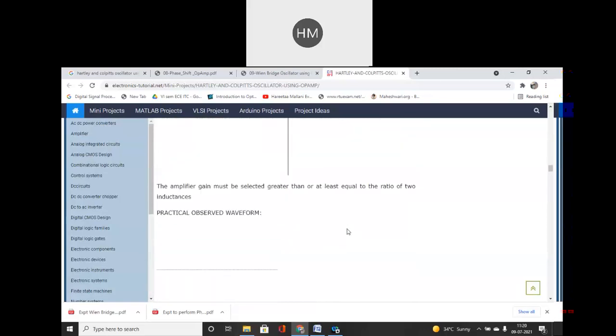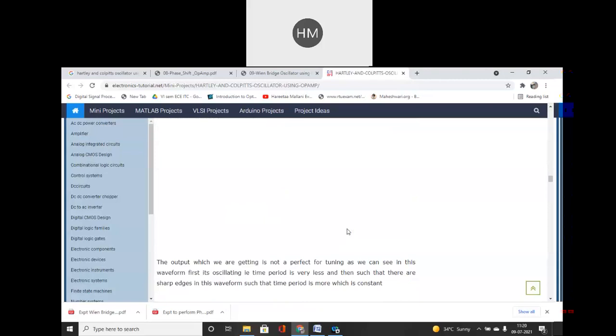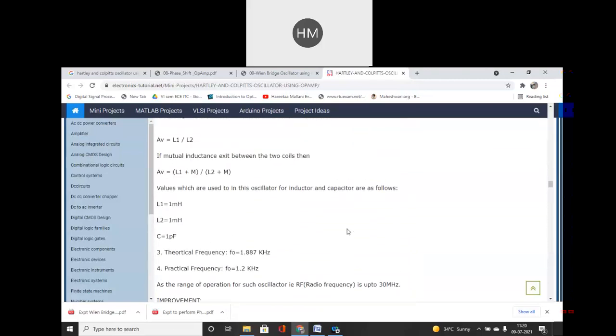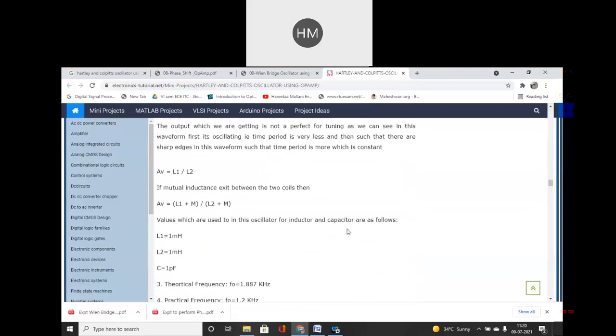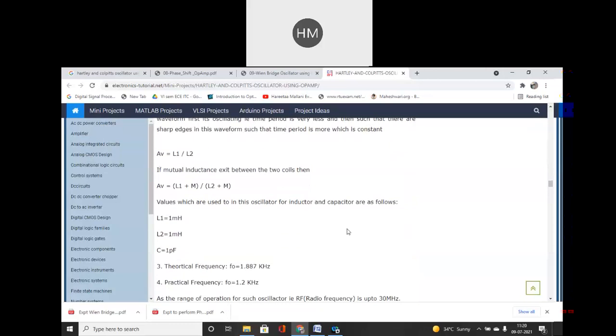So you can write down the mathematical formula. L equivalent is given by L1 plus L2. Okay? And we can design this. L1 and L2 you can take as 1 millihenry, and C you can take as 1 picofarad. And here we are designing this circuit.